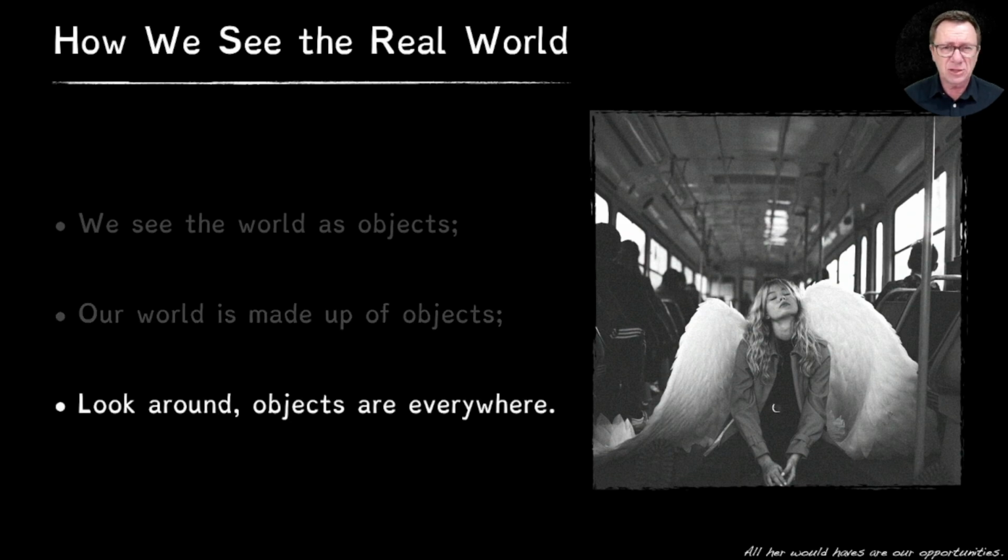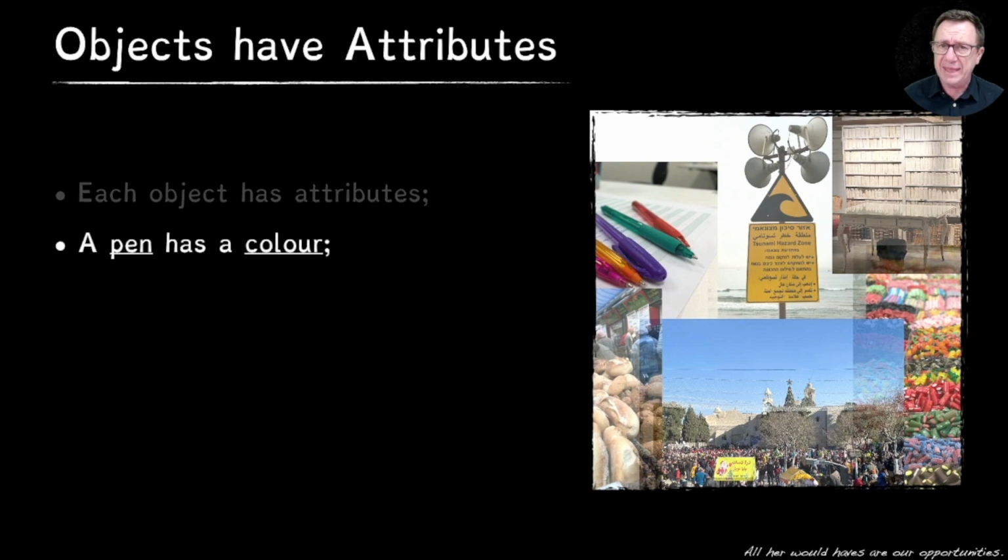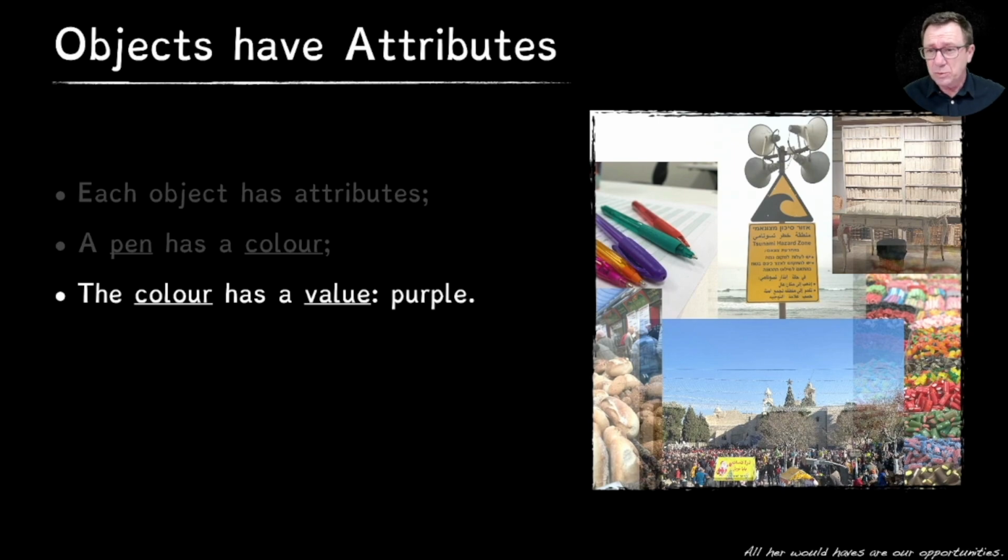Look around, objects are everywhere. I've got my glasses, I've got my pencil, and the list goes on of all the things we have which are objects. And our objects have attributes, every one of them. A pen has color. The color has a value. And we sometimes mix those two. The pen has a color. Color is its attribute. The value, in this case, is purple.